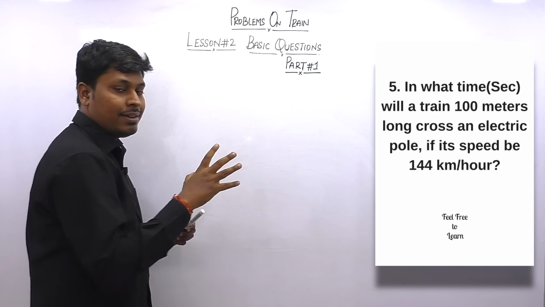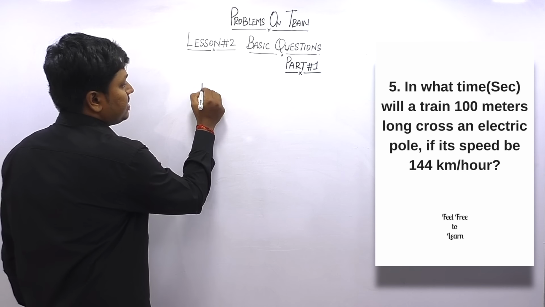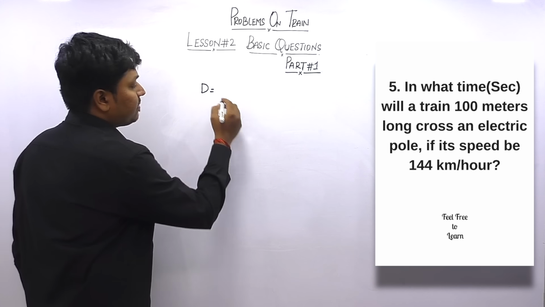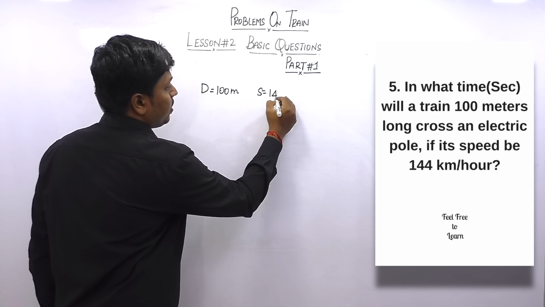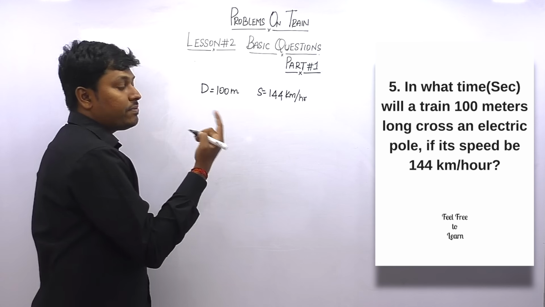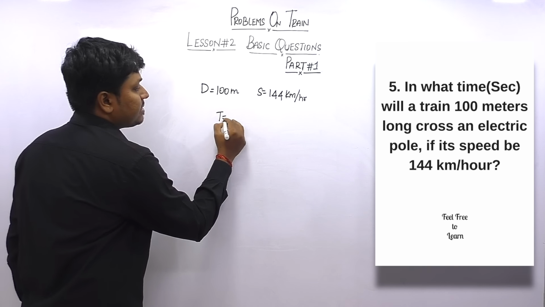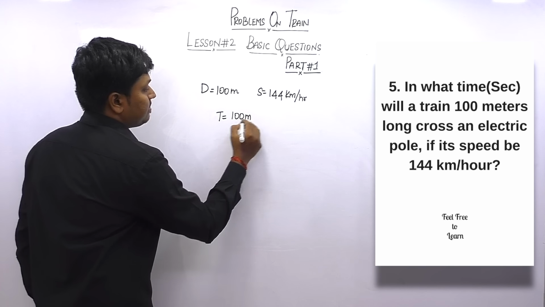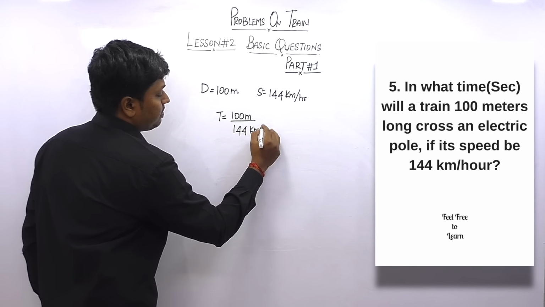Most important point. That's the reason I'm saying this again and again while solving every question, right? So distance is equal to length of the train. Length of the train is 100 meter. Speed is also given. The speed will be 144 km per hour. So by using this data, our target is to find the time taken in seconds. So time taken will be distance divided by speed. So 100 meter divided by speed, 144 km per hour.